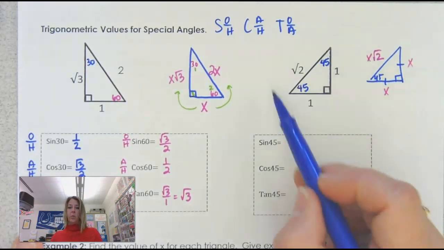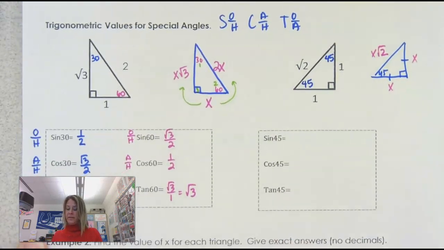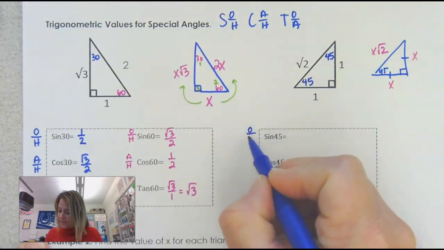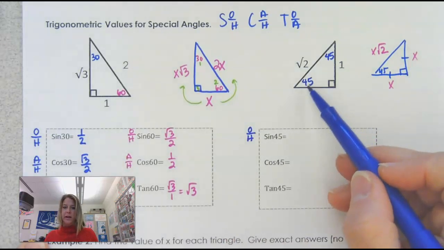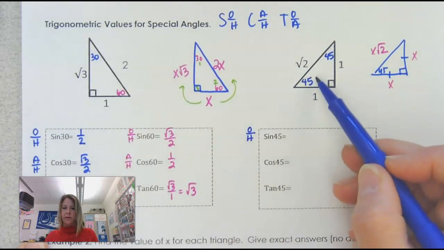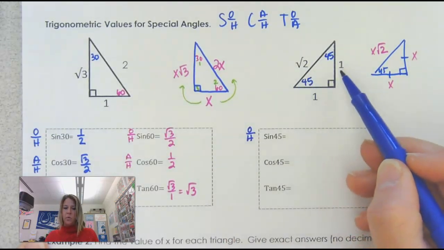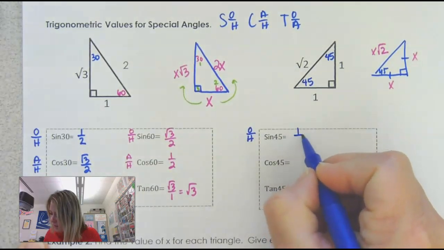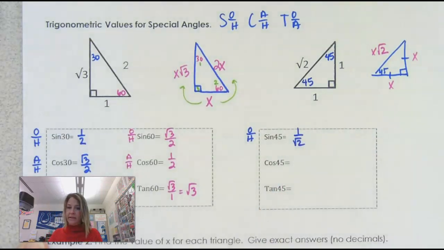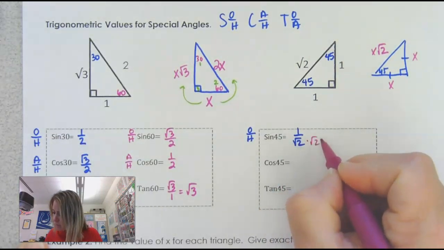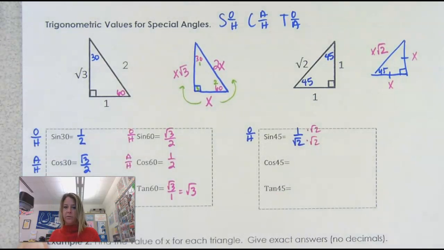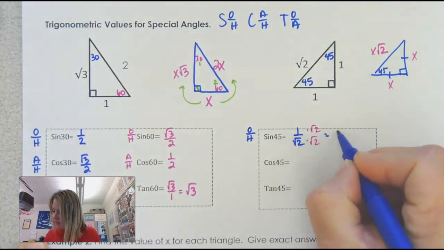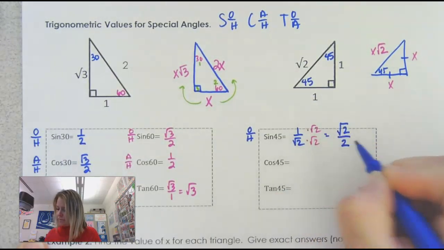All right, so that's where my numbers 1, 1, and radical 2 are coming from. Sine is still opposite over hypotenuse. So if I take a look, I can look at either one of these. I'm going to refer to this one right here. Opposite is 1, hypotenuse is radical 2. So I've got 1 over radical 2, which I can't leave like that. So I'm going to multiply the numerator and denominator by radical 2 to give me radical 2 over 2.